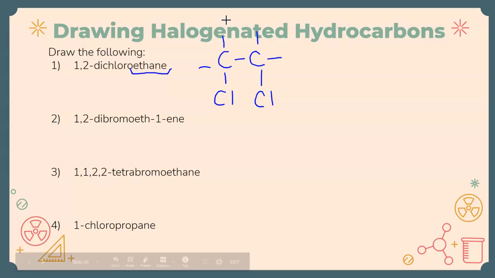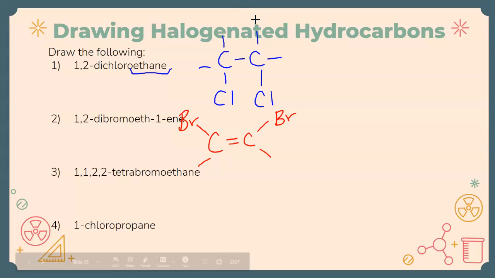Next, I have my 1,2-dibromoethene. So I'm going to have a double bond. My ethene would have 2 carbons. This time it's double bonded together. And this time I have bromine. So I would go bromine here and a bromine here. And then the other bond on my carbons would be a hydrogen. So I can just leave it blank. Or you can write the hydrogen if you would like. So that should be that picture.